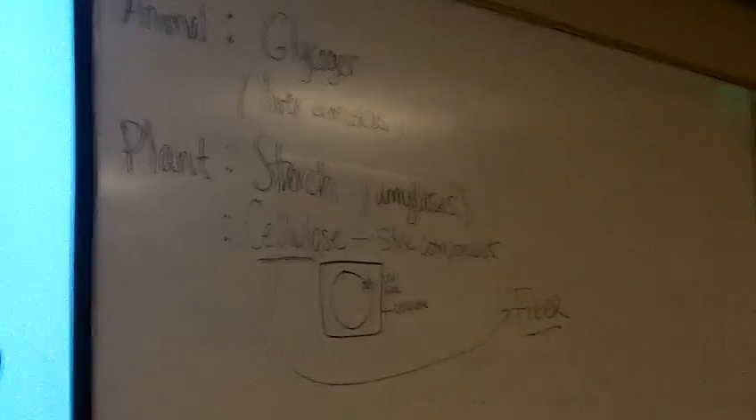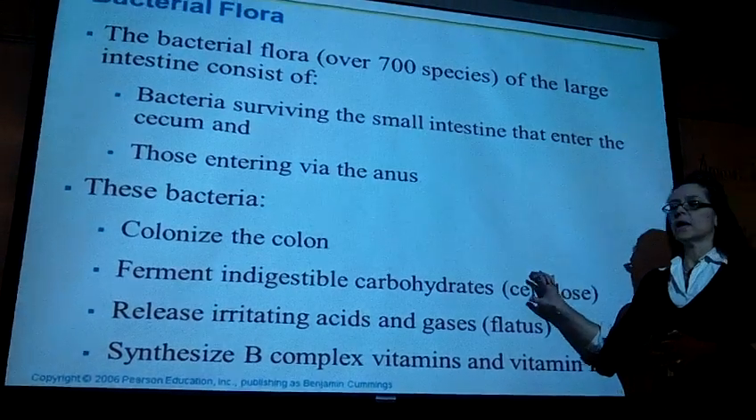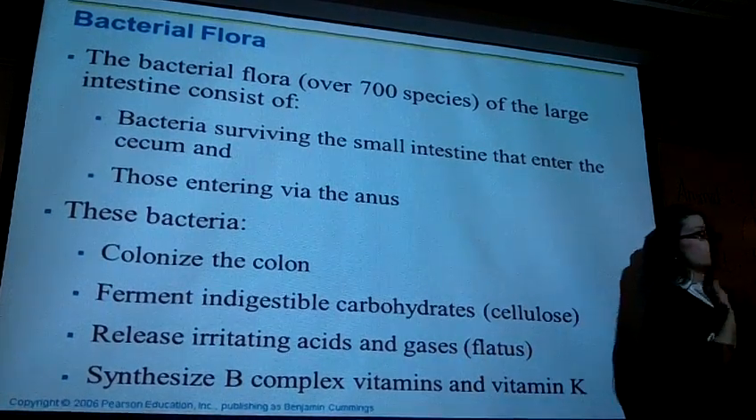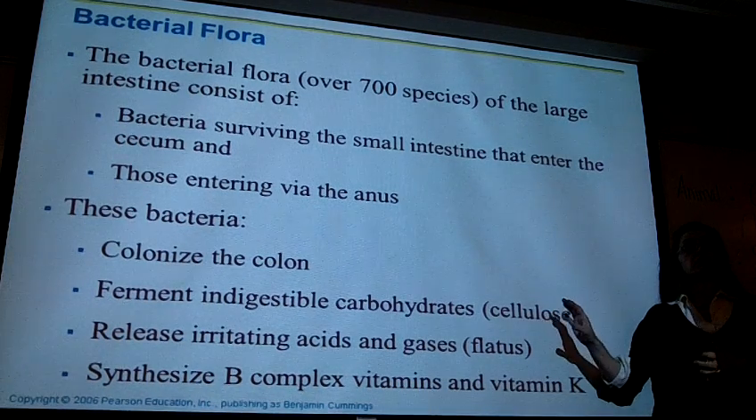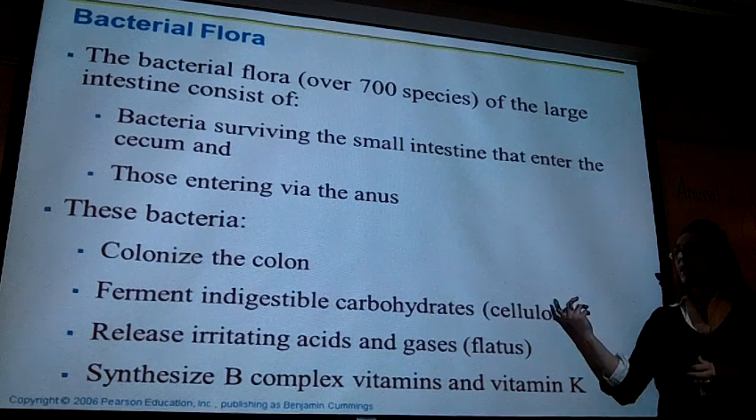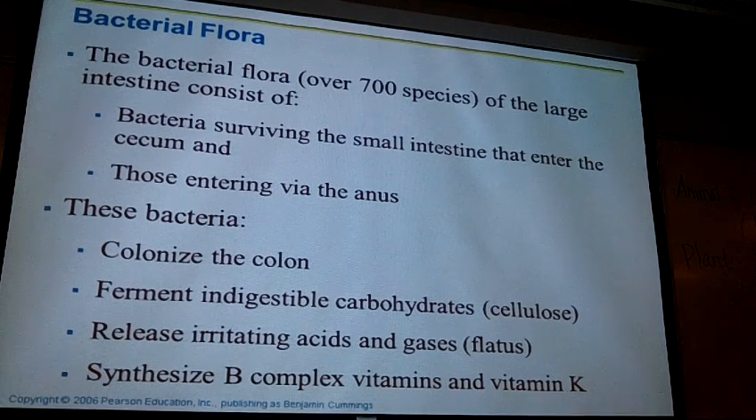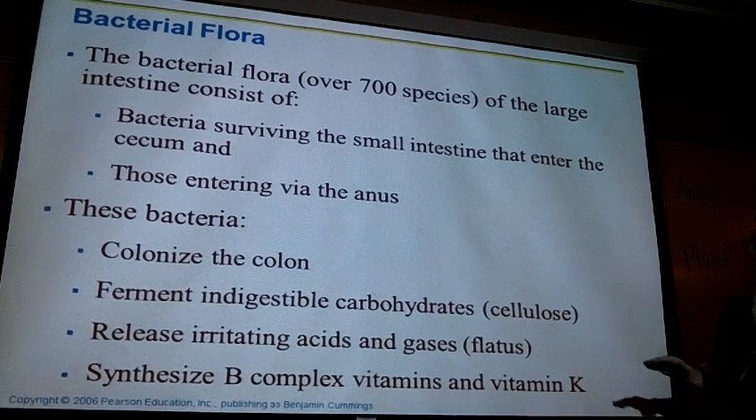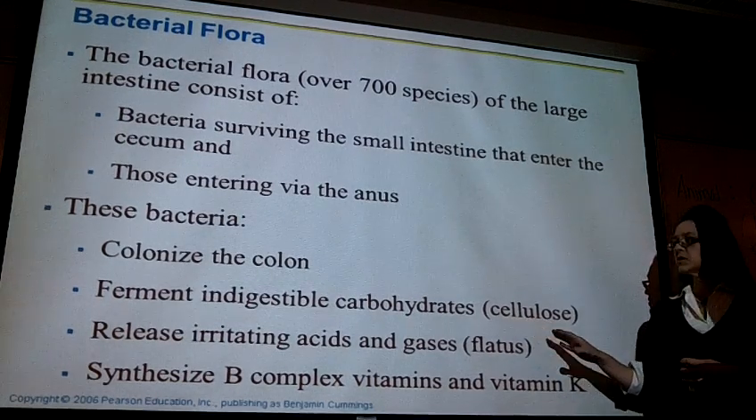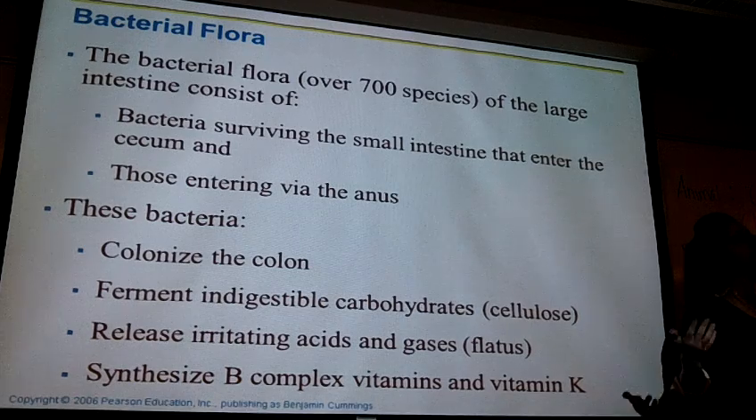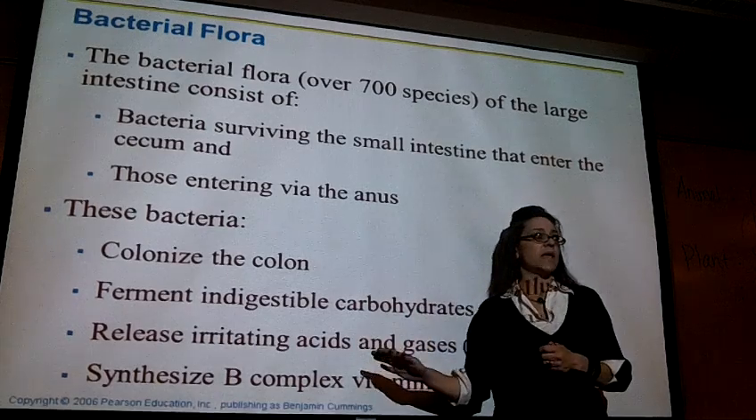Some of the bacteria in our colon will be able to break down certain types of cellulose. So we don't have enzymes to break it down, but some of the bacteria can break down certain types of cellulose and use it as a nutrient source for themselves. Now, that's all fine and dandy, but the problem is when bacteria use that cellulose, then they start releasing a lot of byproducts of different chemical reactions, and those are acids and various gases.